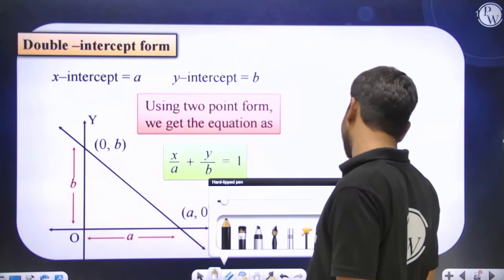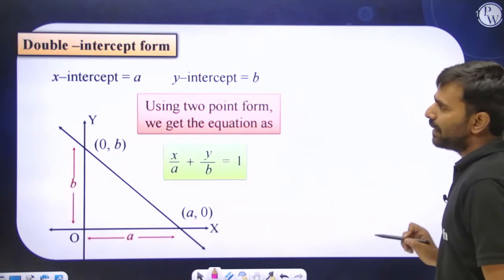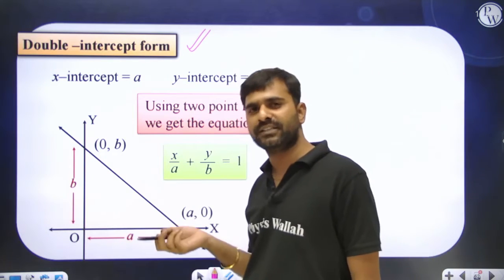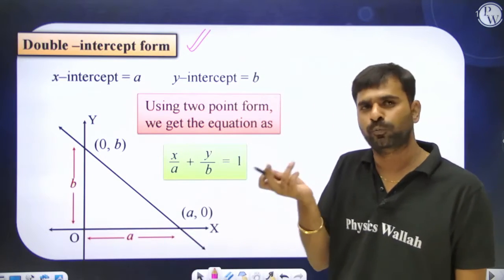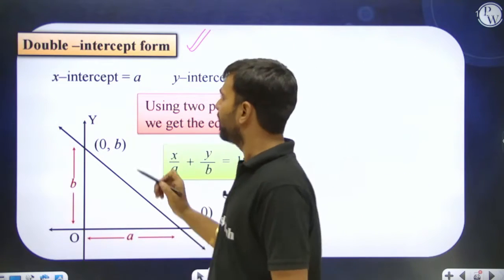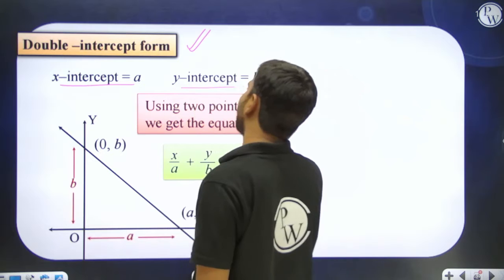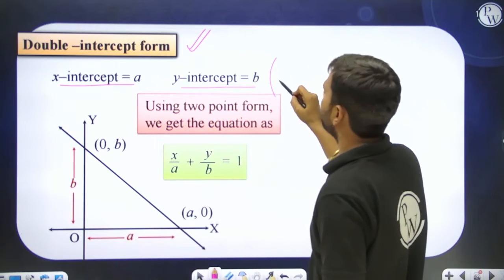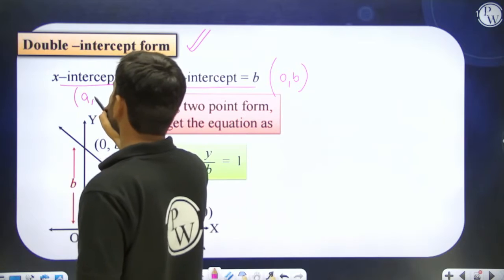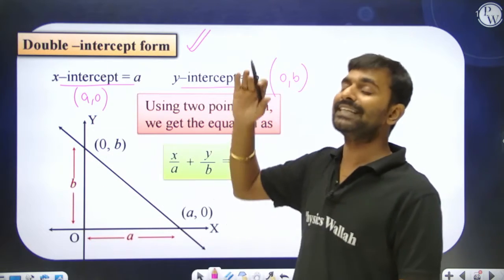Okay, double intercept. Over here also two intercepts are there. If two intercepts are given to me, then also I can write down 2 points from there, because from intercept I can write down the point quite comfortably. If it is given to me that x intercept is a and y intercept is b, y intercept b means my line is passing through 0 comma b, x intercept a means my line is passing through a comma 0, x intercept means it is cutting the x axis.